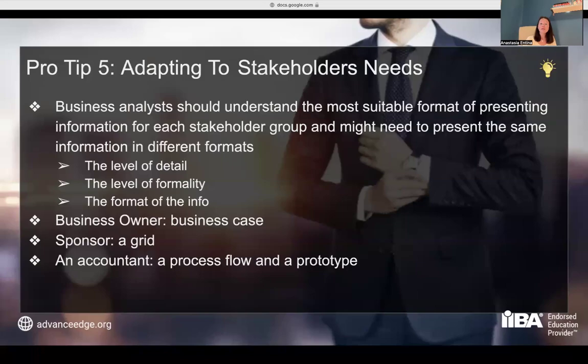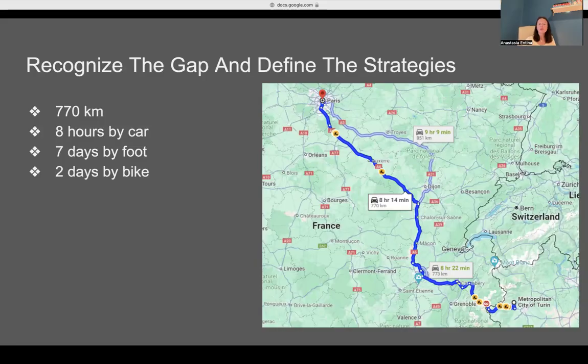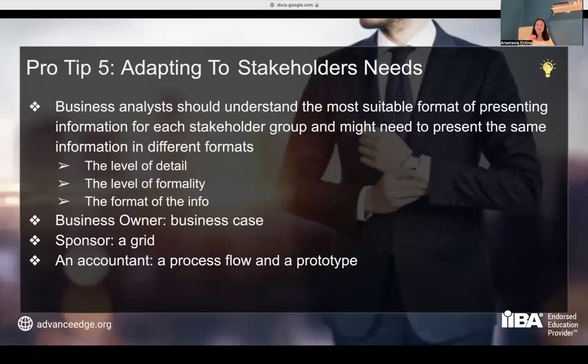And tip 5, adapting to stakeholder needs. So here I was talking about presenting the three options to your stakeholders, right? And it is important to remember your information recipients, who you are going to present this information to. If you are going to present the options to the business owner, define the level of detail that the business owner needs, the level of formality, and the format of the information.